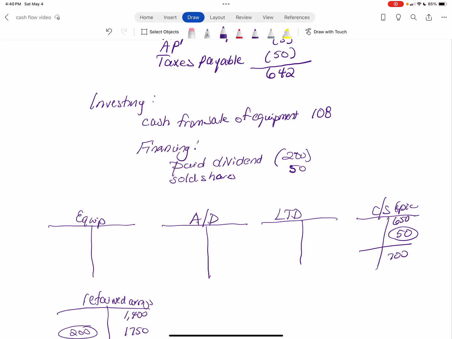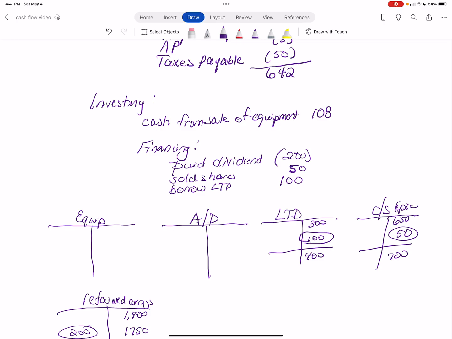Let's look at long-term debt. Long-term debt started with $300, ended with $400. So we can assume that we borrowed an additional $100. And again, that's financing. So if I borrow money, that's an inflow. If I pay it down, that's an outflow. All right, all that's left is equipment and accumulated depreciation.